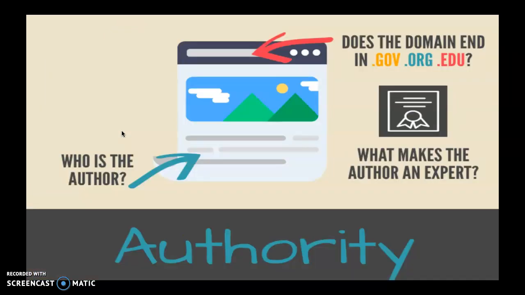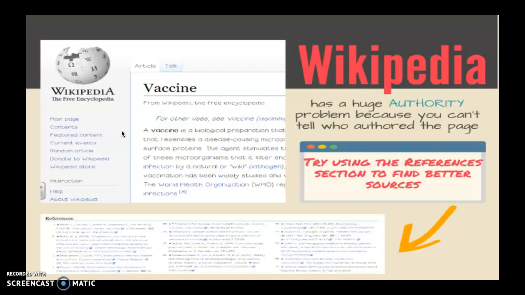The A is authority. Who is the author? What website are we getting it from? Is it a .gov, .org, .edu, or are we just getting it from a .com? Obviously, we would much rather prefer a .gov, .org, or .edu. So we're going to talk to our students about that.